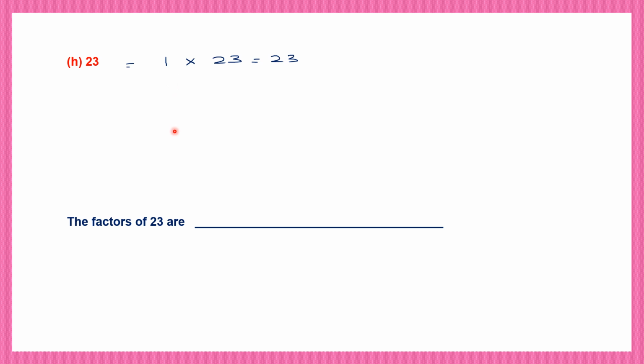Next one is 23. 23, let's begin with 1. 1 into 23 is 23. Now nothing else will give us 23. So 23 is actually a prime number because it has only two factors, 1 and 23. So let's write that down. The factors of 23 are just 1 and 23. That's it. No more factors for 23. So it's a prime number because all prime numbers have only two factors. That will be 1 and itself.